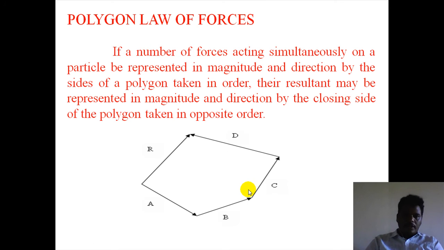Now look at the polygon. A, B, C, D are the four forces, which is more than two, acting in different directions. I have taken them in one order.